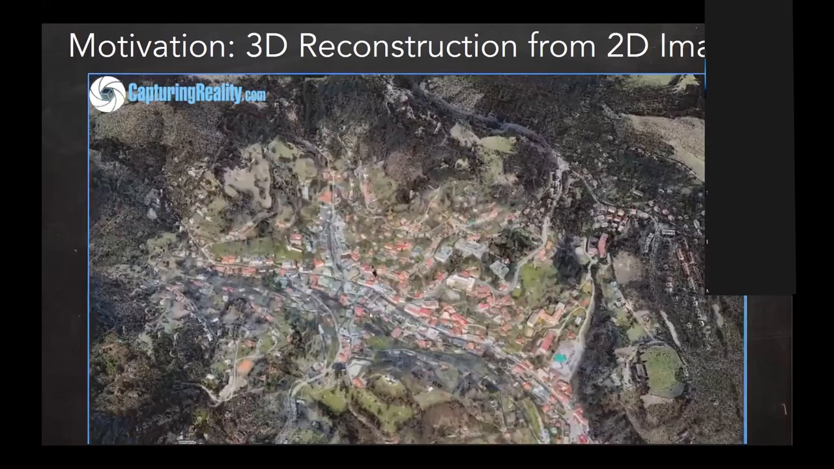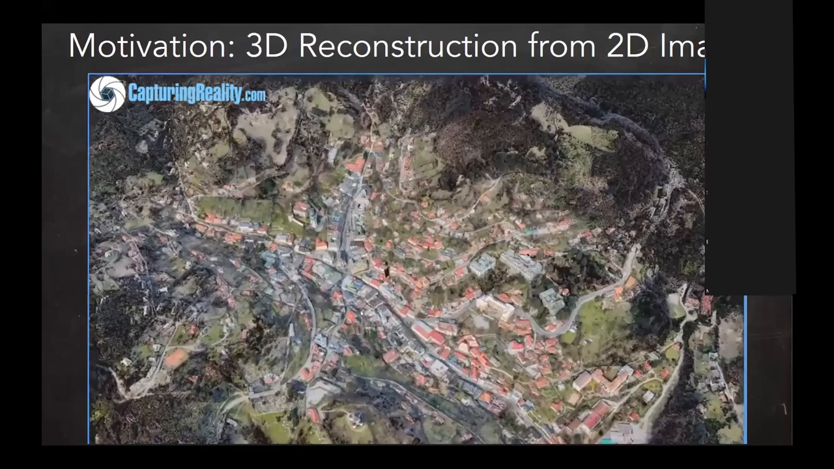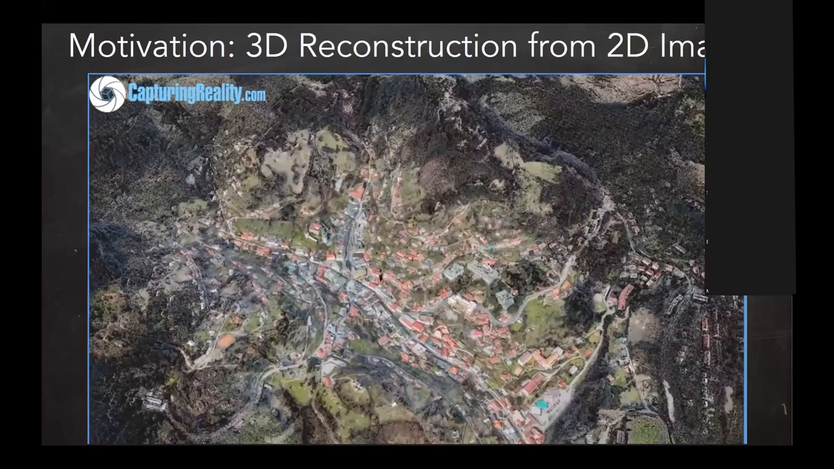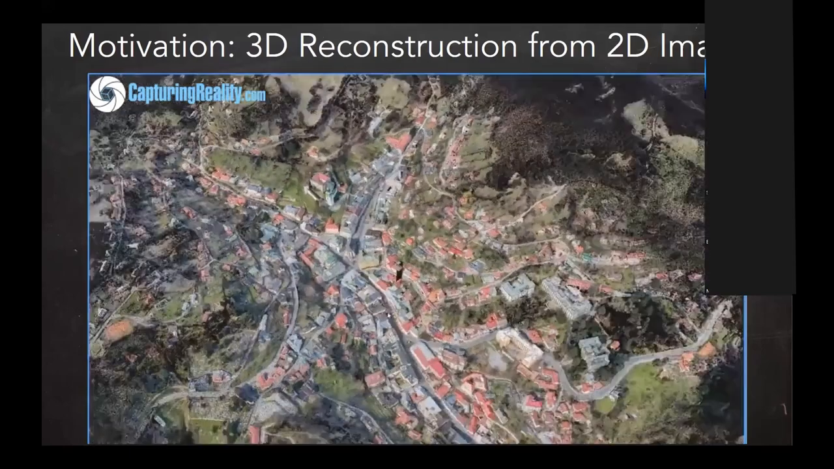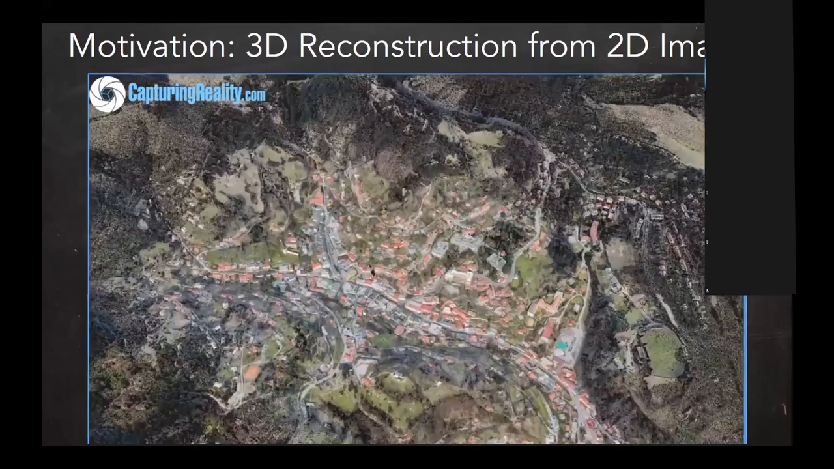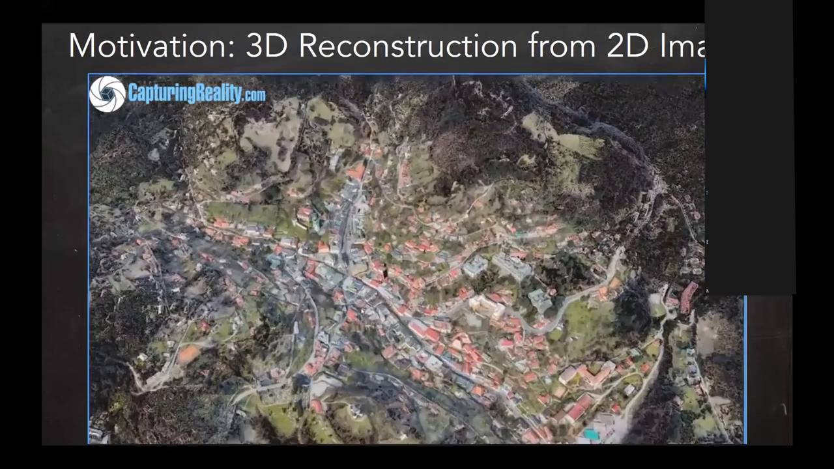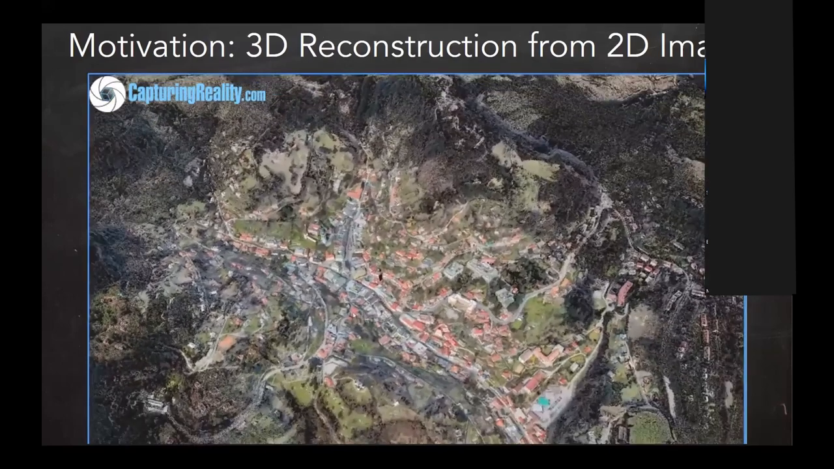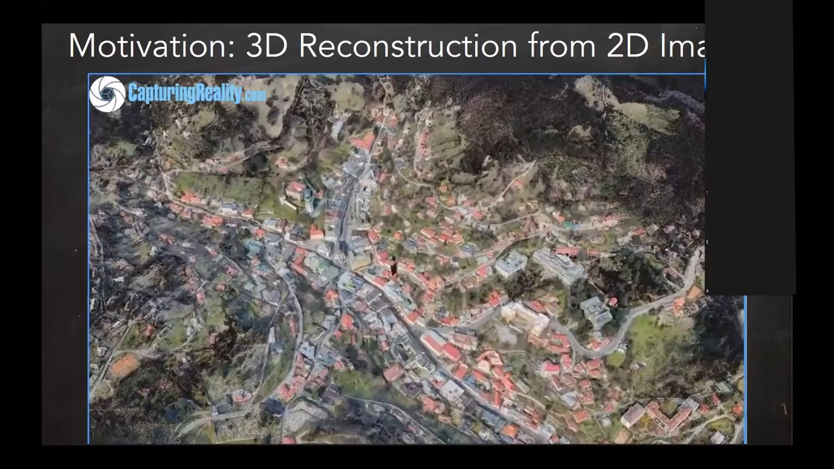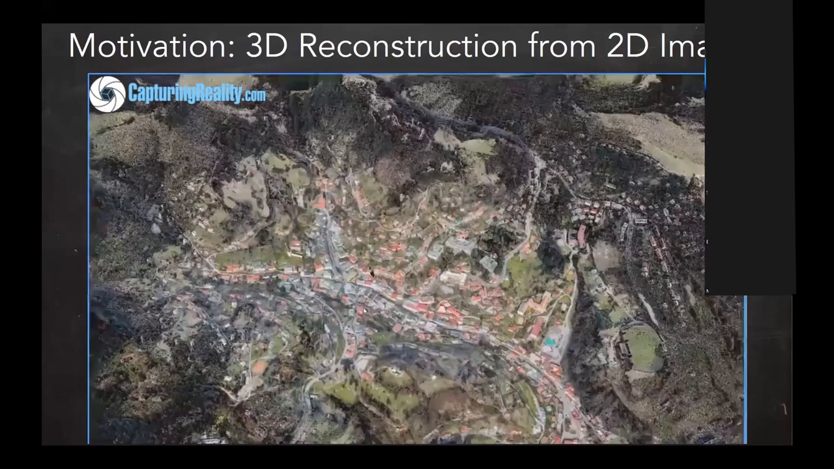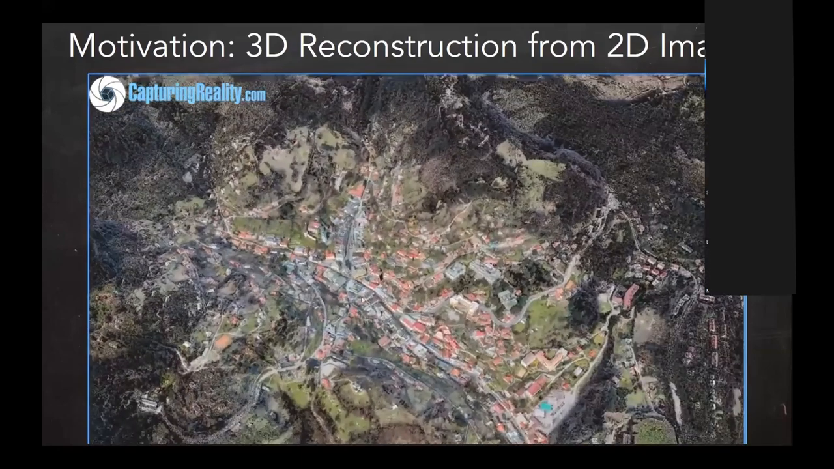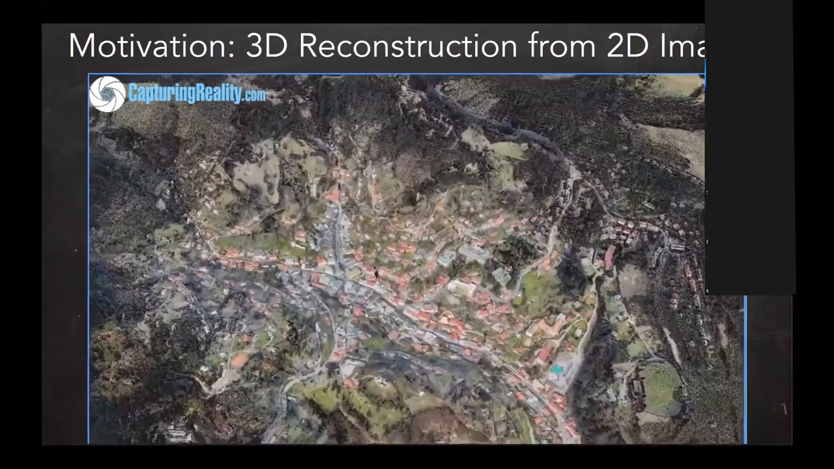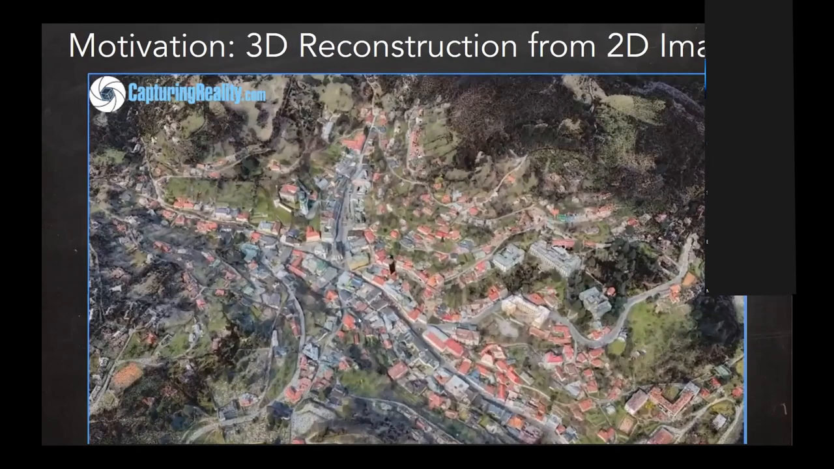This has, of course, many applications, and perhaps the most familiar one for you would be aerial photography and reconstruction of terrain and 3D mapping. This video is coming from a startup, Capturing Reality, which was founded by my former PhD students, and recently was acquired by Epic Games, a large US gaming company. They do basically 3D reconstruction from images, something similar to what you see on Google Maps.